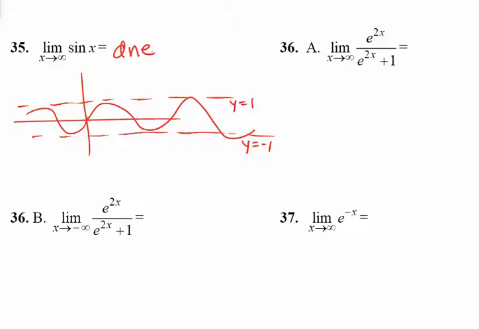In 36A, we're on the right end behavior. So let's think what happens when our exponent becomes incredibly large. These two terms are going to be very large values, and this term is going to be negligible. So we have e to some very large power over itself, so this is going to go to 1. Even though those two terms get incredibly large, they get incredibly large at the same rate. So their ratio is equal to 1.